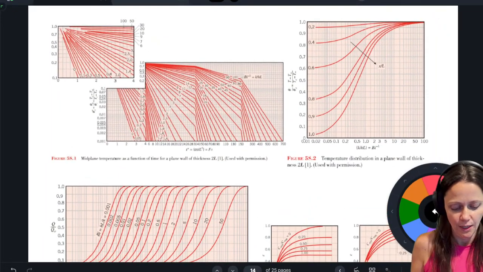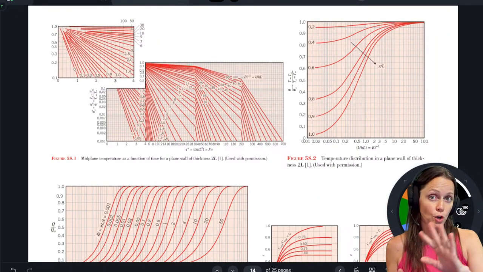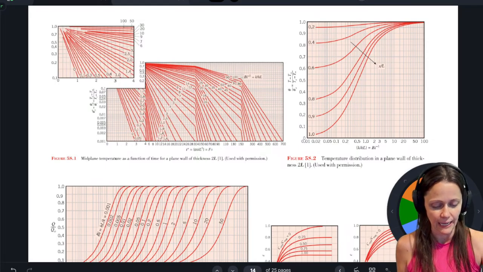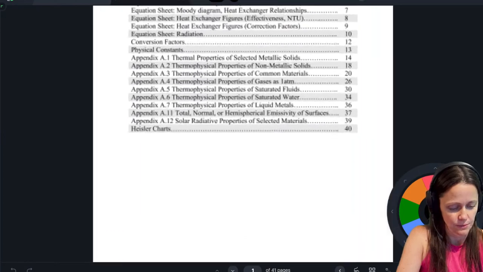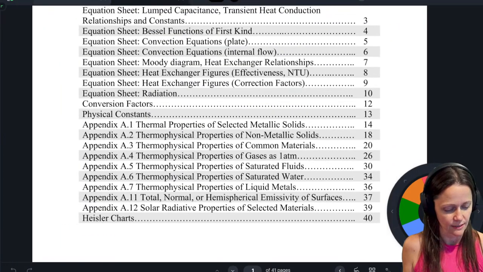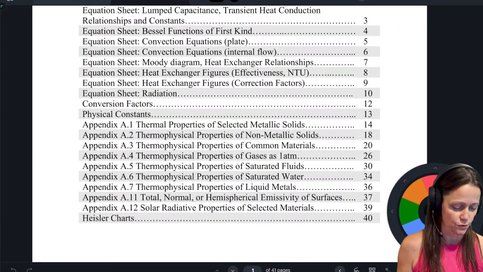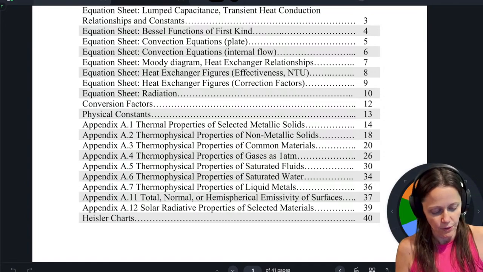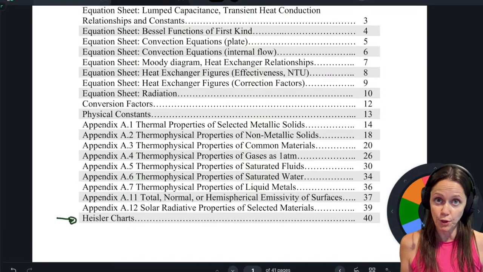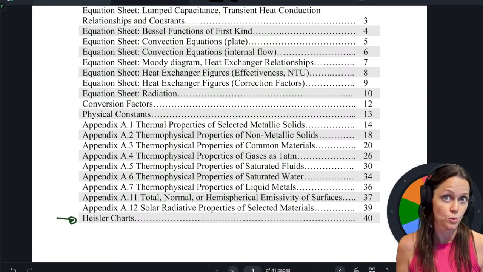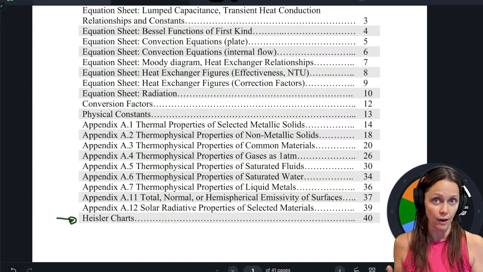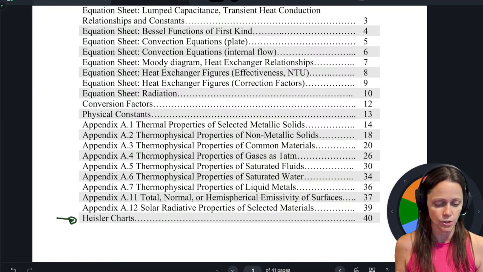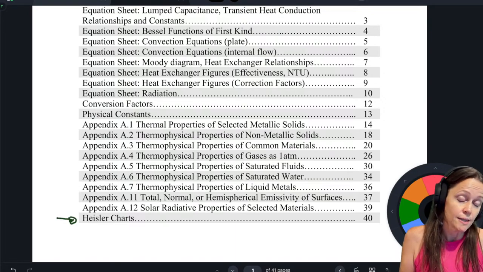All right. So if you look all the way at the end of your heat transfer packet, you'll see it's at the very end, the Heisler charts, on page 40, I guess. And there are two pages of this. You can use them if you want. I will walk through problem solving it by using the equations, but I'll also show how you would solve it using those Heisler charts. So it's up to you.